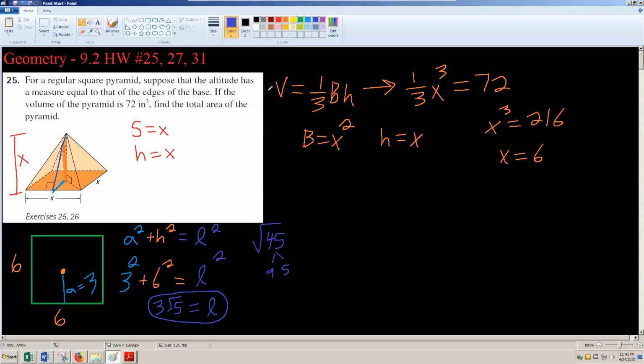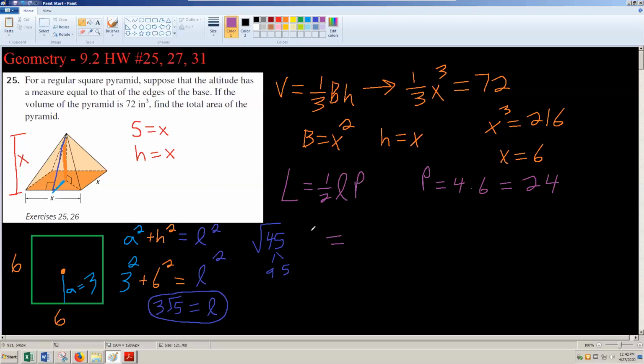From here, now I want to jump back into what it means to have my lateral area for a pyramid, right? Lateral area for a pyramid is going to be 1/2 slant height times perimeter. So as I look at this thing, my perimeter is just going to be 6 times 4. That part's pretty easy. So 4 times 6 equals 24. And then from here, I know my slant height was 3 root 5. So I'm just plugging all the pieces in.